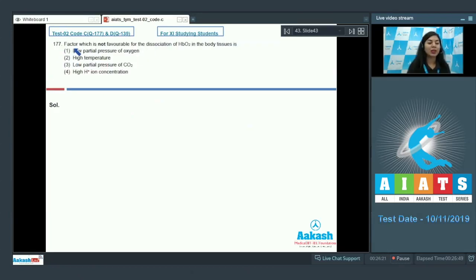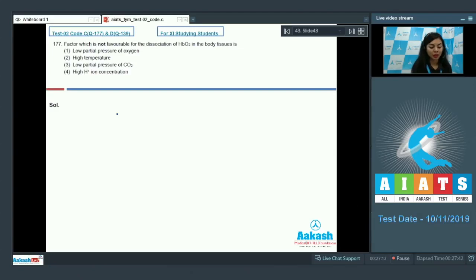Question number 177. Factor which is not favorable for the dissociation of HbO2 in the body tissues is low partial pressure of oxygen, high temperature, low partial pressure of CO2, high H+ ion concentration. Shifting of the O2 dissociation curve, students, towards the right side indicates that there is dissociation of oxygen from Hb, and this dissociation occurs at the tissue level.